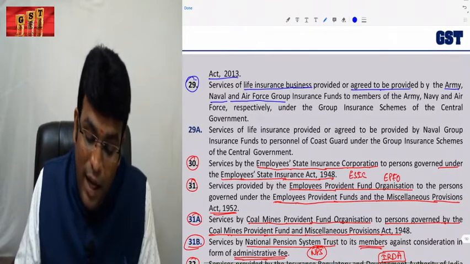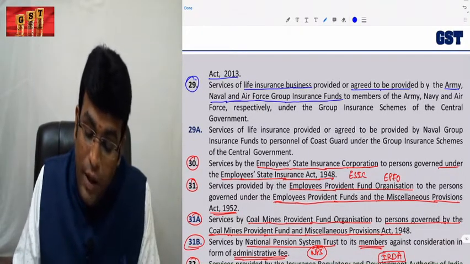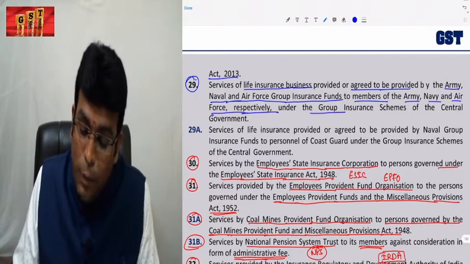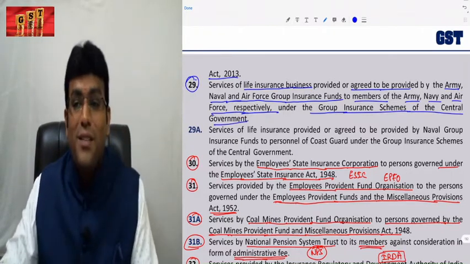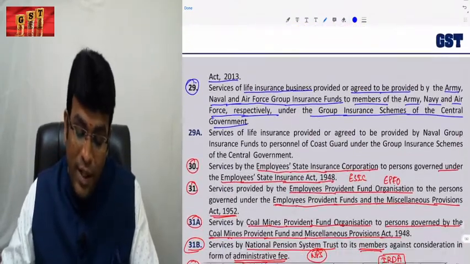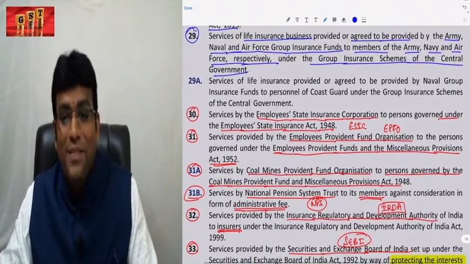Army, Naval and Air Force group insurance fund to members of Army, Navy and Air Force respectively under group insurance scheme of central government. Very much sensible. Give to them, boss, give to them. However much you give to them, it is always less only.